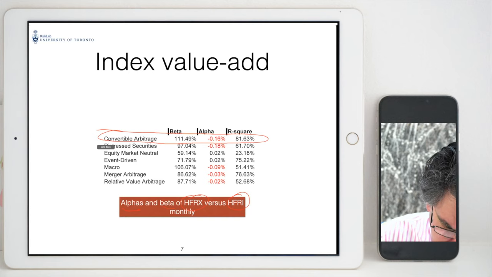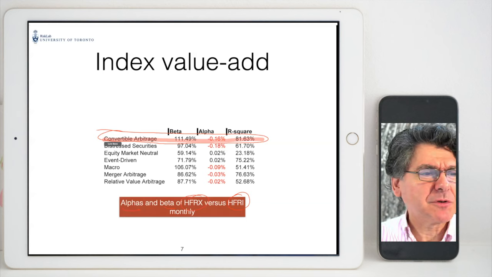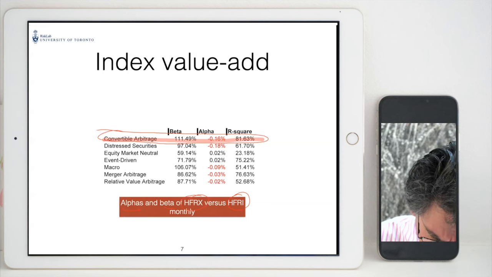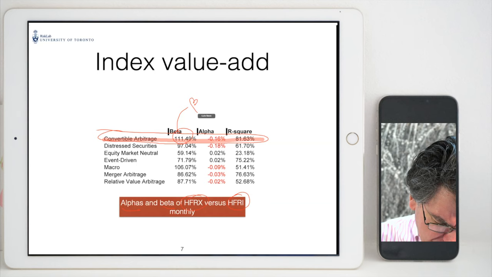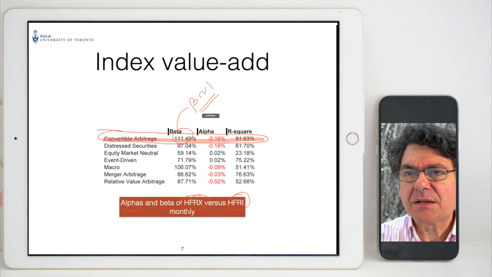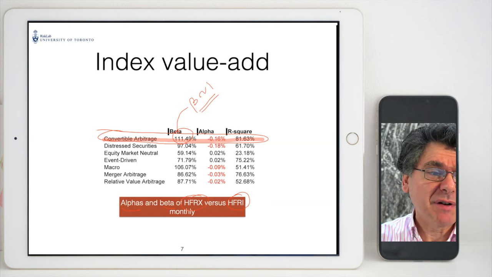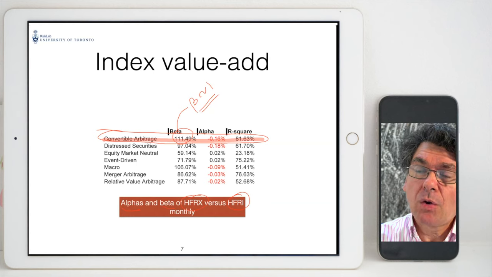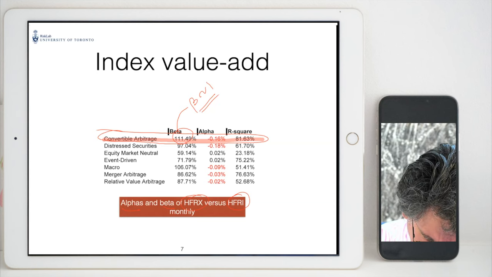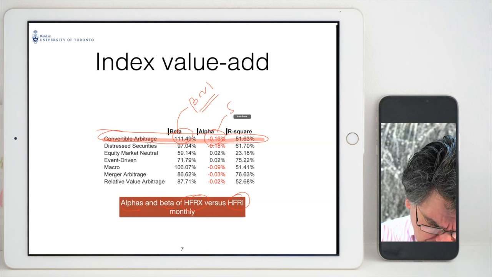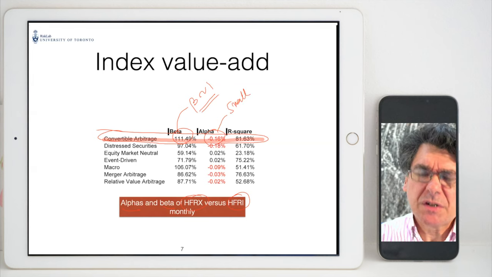Right here. I'm gonna do the highlight there. Convertible arbitrage, the first one. What do the numbers mean? What does the 101% mean? That means that beta is about one. That means that the investable and the non-investable are very similar, very similar from a risk perspective. And the alpha is very small. Okay, it's very small, but it's negative.